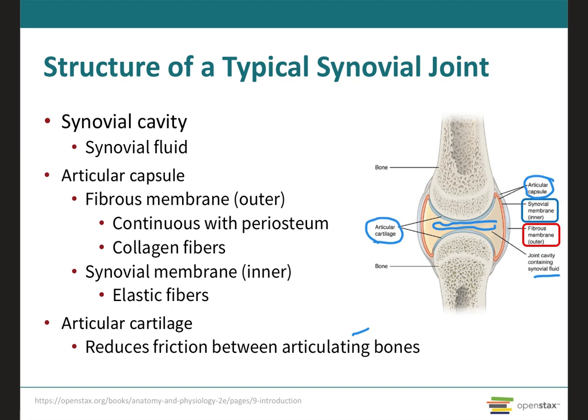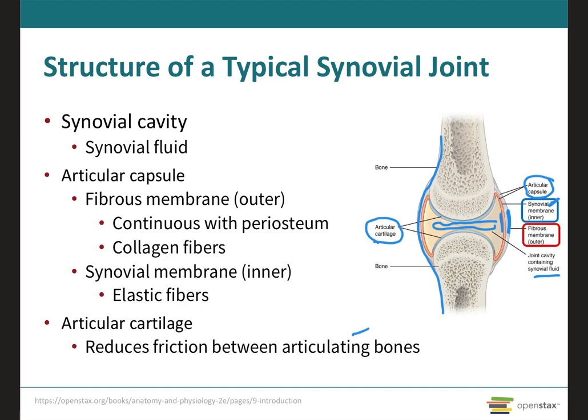As you can see, it is made up of two membranes: an outer membrane that's called the fibrous membrane, and an inner one that's called the synovial membrane. So remember, the inner is going to be in contact with the synovial fluid, and therefore it's called the synovial membrane. Now, this outer fibrous membrane will be made up of a dense irregular connective tissue, mostly made up of collagen fibers, and you can see how it will continue with the periosteum, which, if you guys remember, is going to be that membrane that covers the outer surface of the bone.